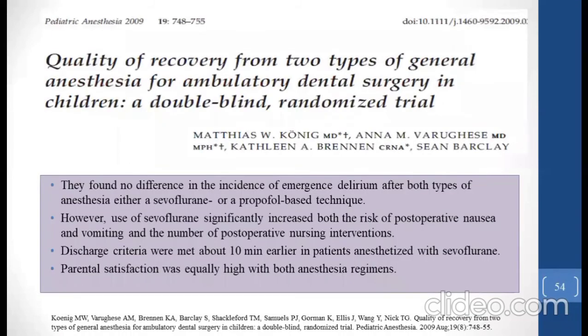The quality of recovery from two types of general anesthesia for ambulatory dental surgery in children, a double-blind randomized trial. They found no difference in the incidence of emergence delirium after both types of anesthesia, either a sevoflurane or a propofol-based technique. However, the use of sevoflurane significantly increased both the risk of post-operative nausea and vomiting and the number of post-operative nursing interventions. The discharge criteria were met about 10 minutes earlier in patients anesthetized with sevoflurane, and parental satisfaction was equally high with both types of anesthesia regimens.